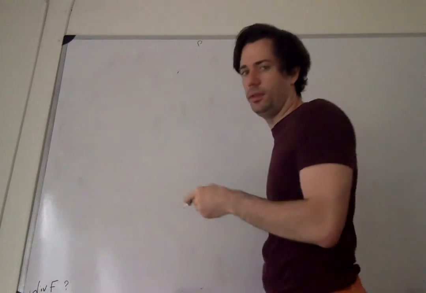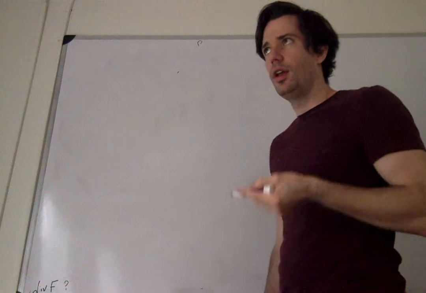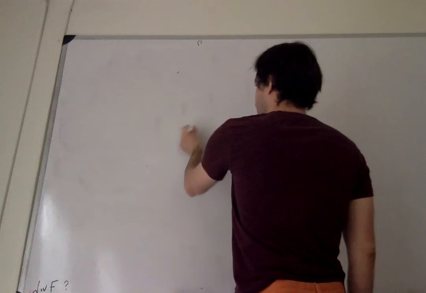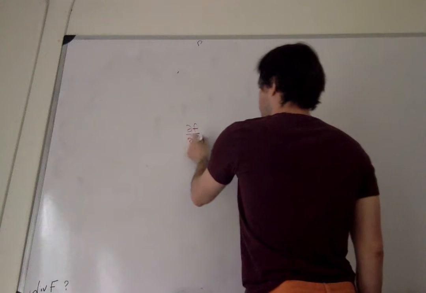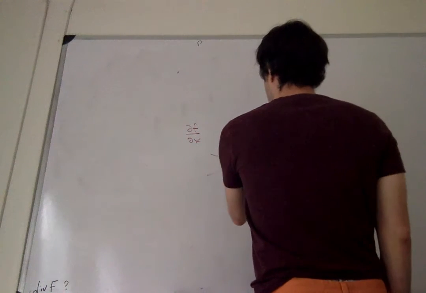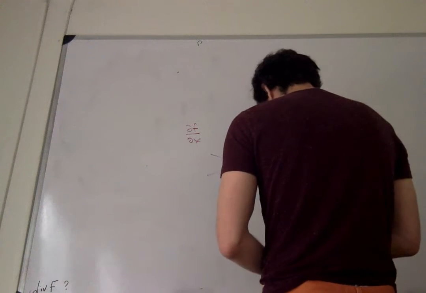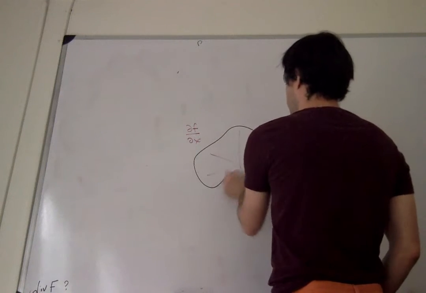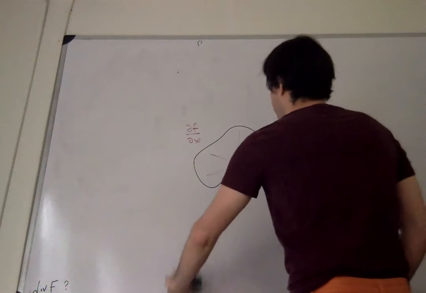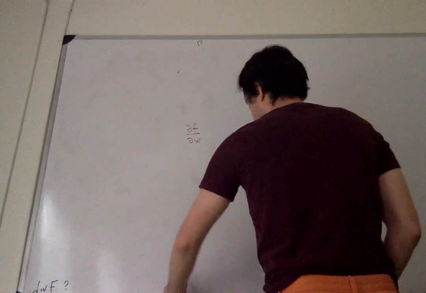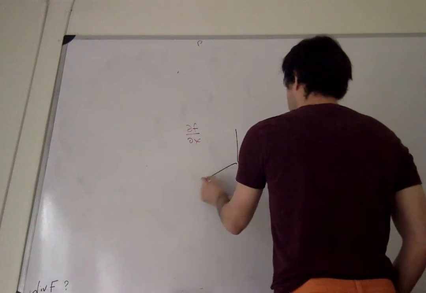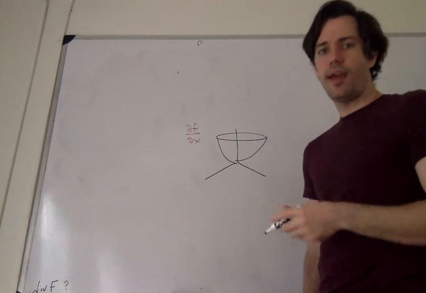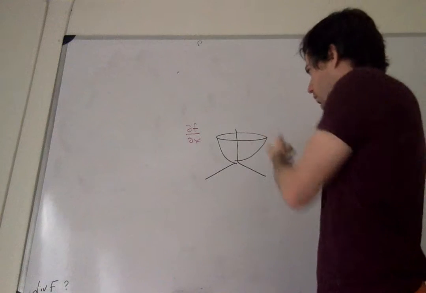So if we think back to our derivative of f, for example, with respect to x, right? Imagine you have the function. Maybe that's not a very good example. Let's do an actual function. Okay, so we have this cone right here.